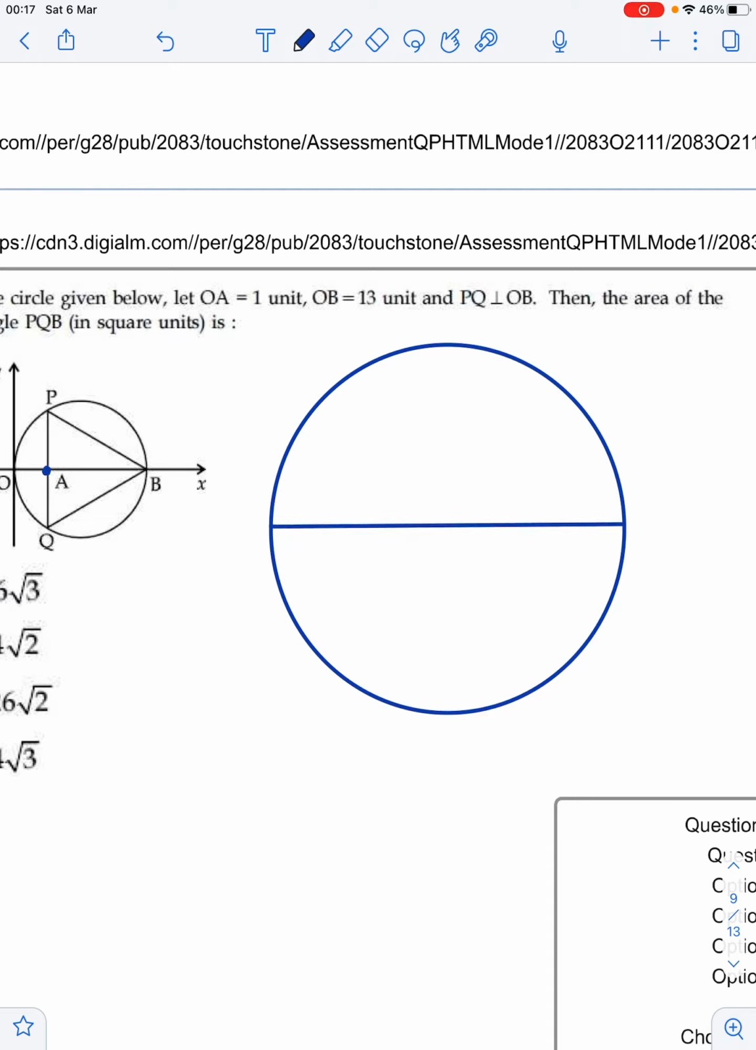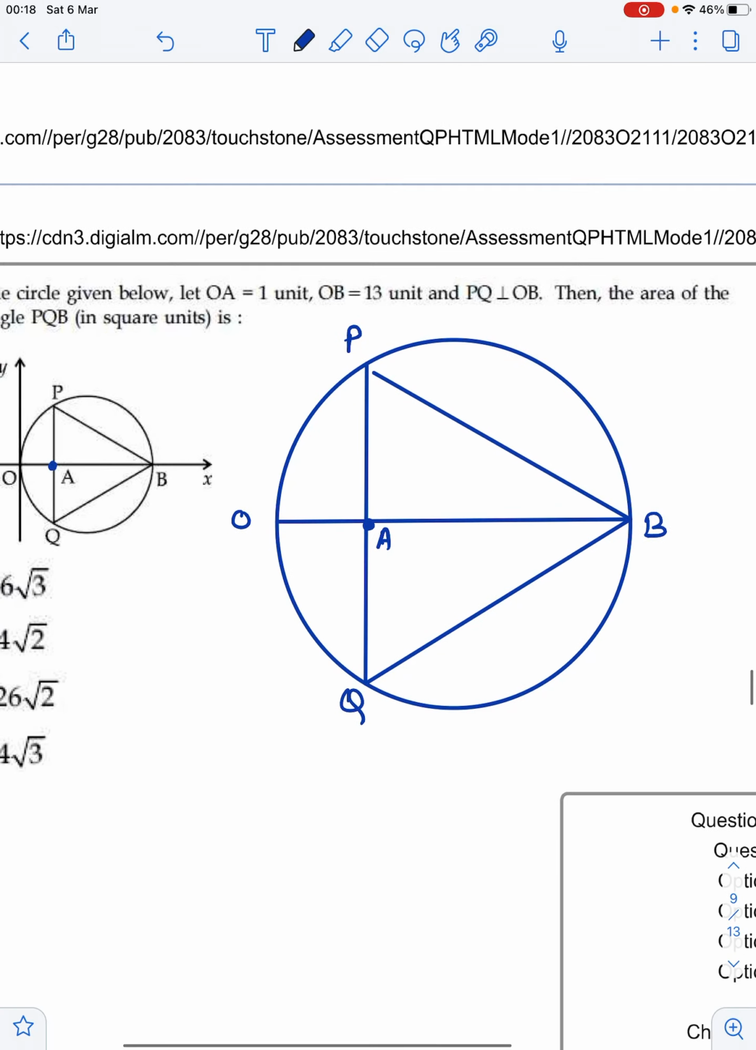This is the diameter, so this is O, and this is B. And this is the chord PQ, wherever it meets the diameter it is A. This is P, this is Q. Now they have given OA is equal to 1, so this portion is 1.